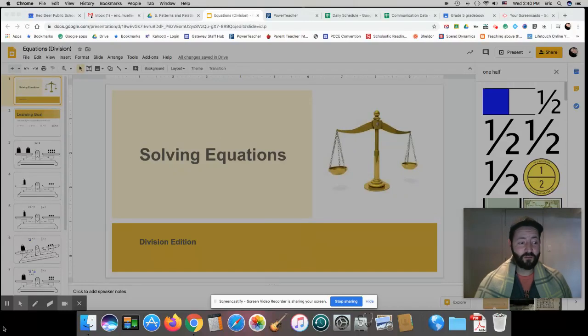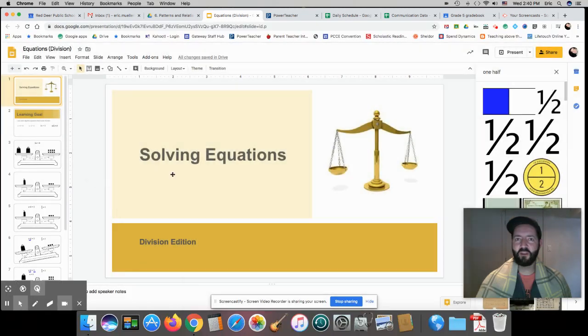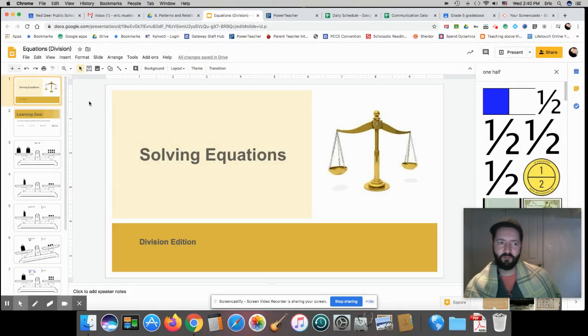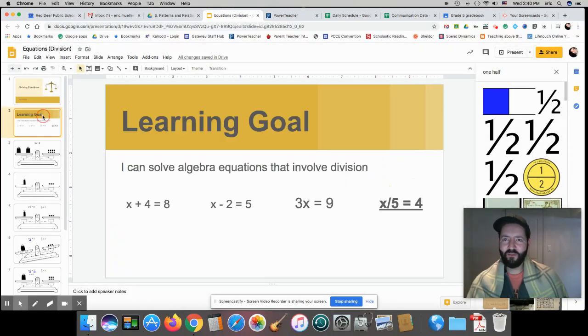Well, after today's class, we have made it. We've made it through what we need to learn for algebra at the grade 5 level. Today we move on to division. I can solve algebra equations that involve division.